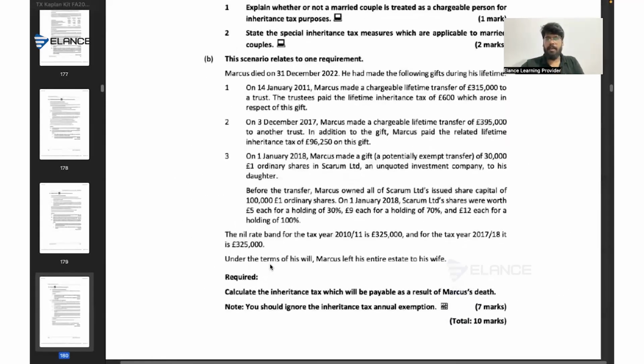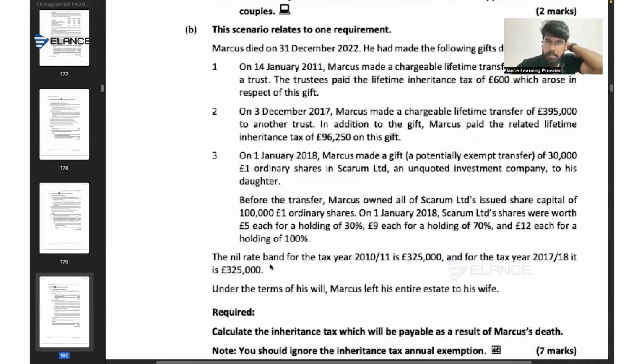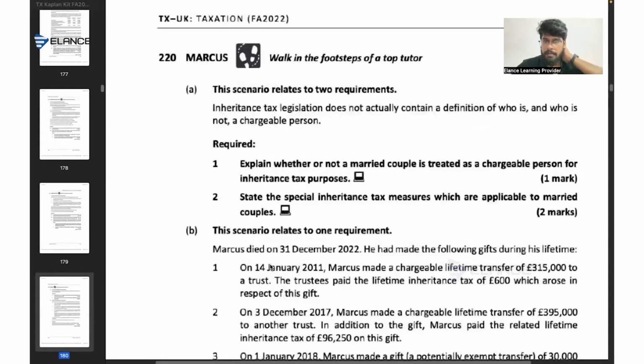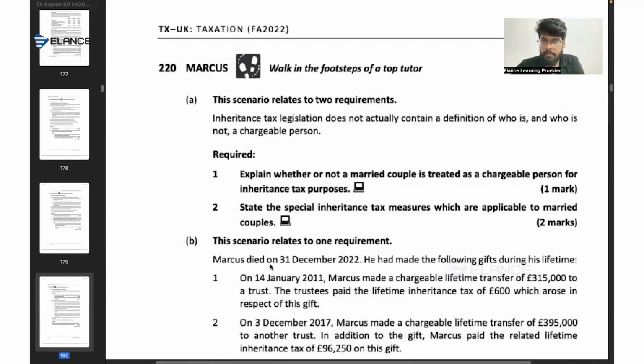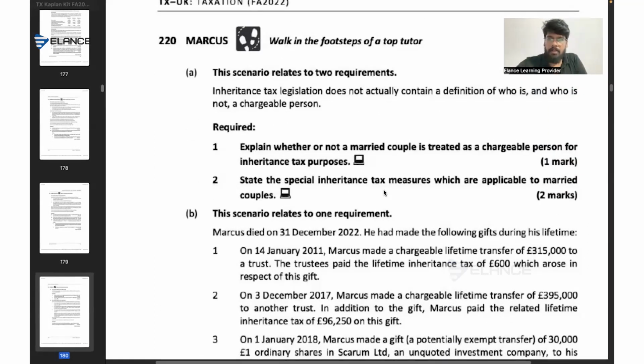Okay, here we have a question. Here we have two sections of the question. In section A, actually we have two requirements. The first one is a general question: explain whether or not a married couple is treated as a chargeable person for inheritance tax purposes.